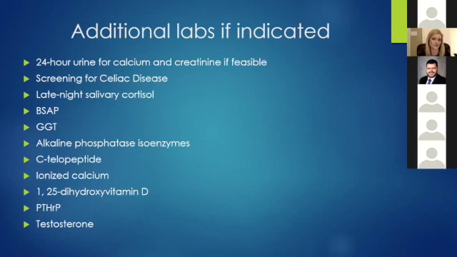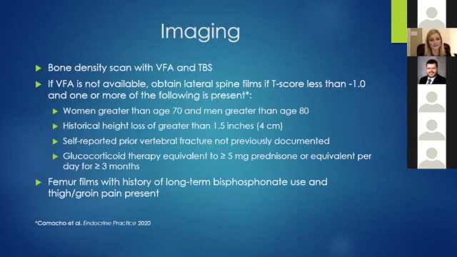If there's hypercalcemia, we'll check an ionized calcium. Occasionally we'll check a 125D or a PTHrP, and testosterone in some of our men. Imaging is an important part of the workup.